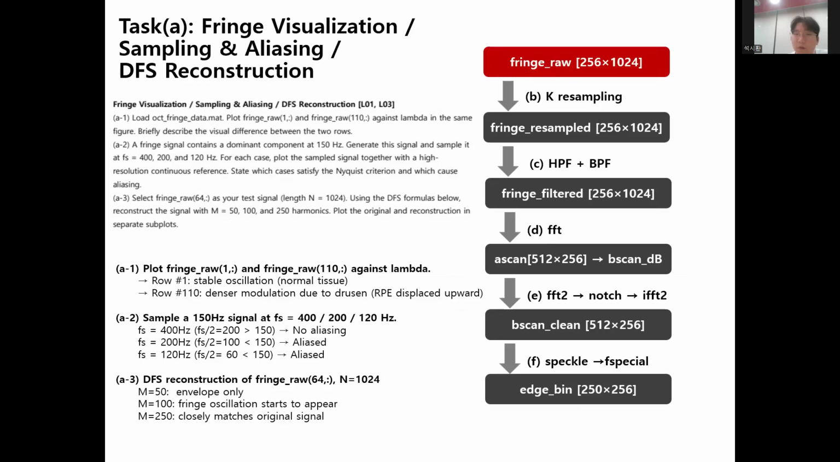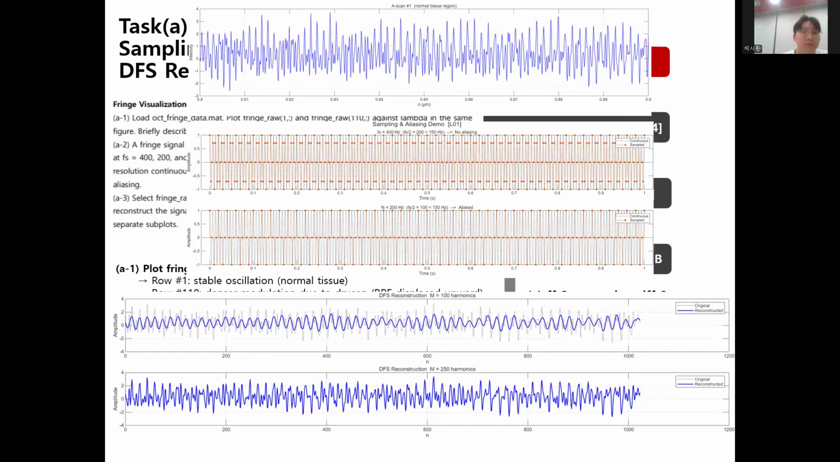Task A. First, we visualize two fringe rows. Row 1 shows stable oscillation, while row 110 has denser modulation due to a drusen displacing layer 2. Second, we demonstrate aliasing. At 400 Hz, the signal is correctly sampled, but at 200 and 120 Hz, it aliases. Third, we reconstruct a fringe signal using DFS. M equals 250 harmonics is needed to closely match the original.